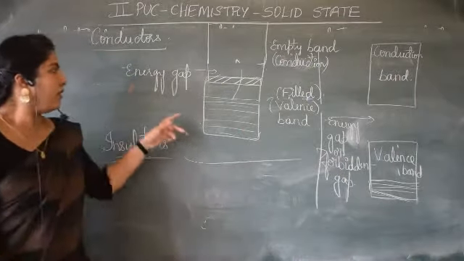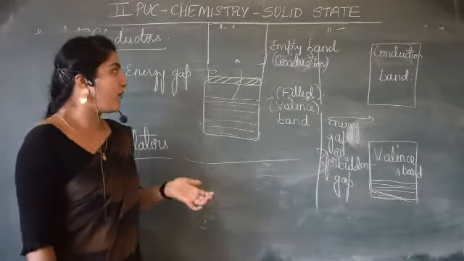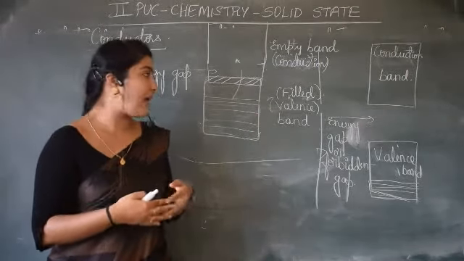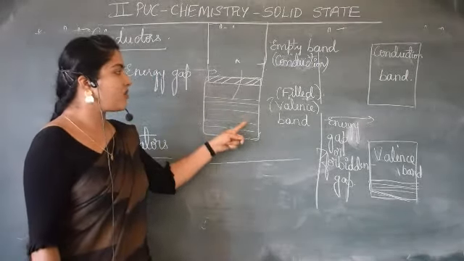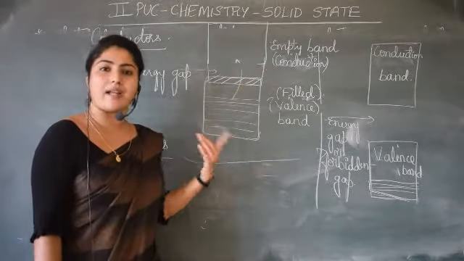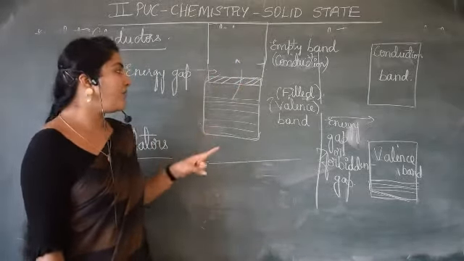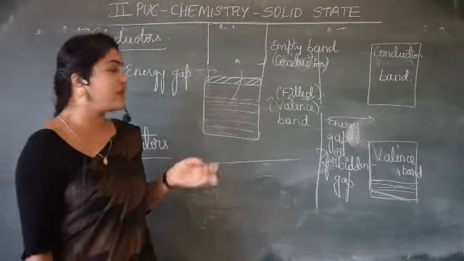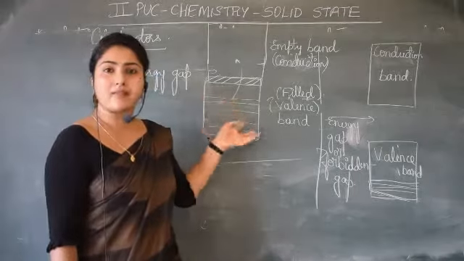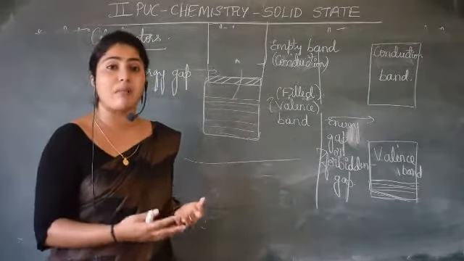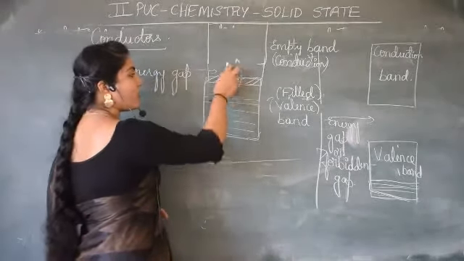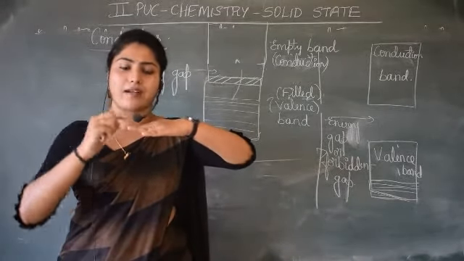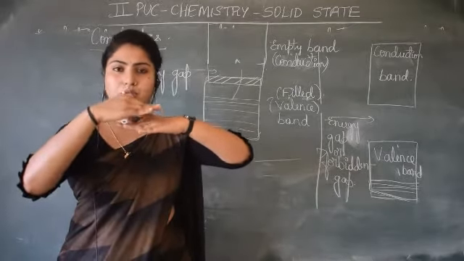Now in the case of conductors, what happens? The conduction band and valence band overlap. Because of the overlapping, the electrons can easily jump from the valence to the conduction band, and hence conduction takes place. There might also be partially filled valence band orbitals, or it can be a completely filled one. The gap is very small, so the electron from lower energy can easily jump to the higher energy.